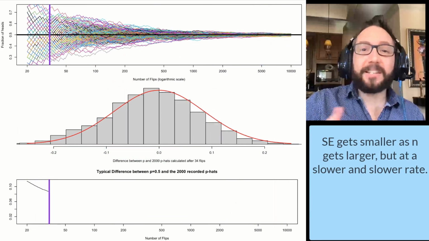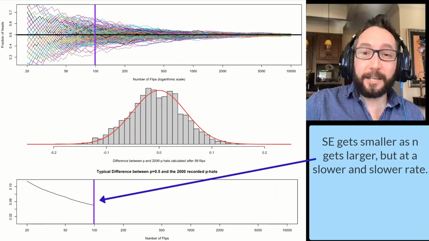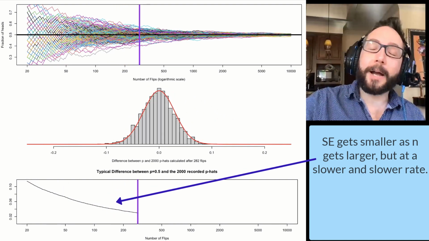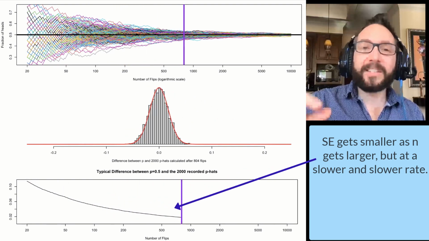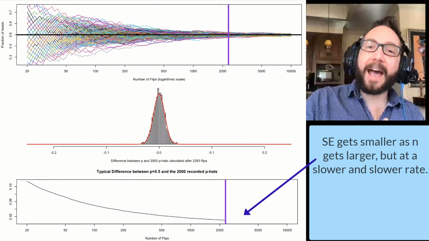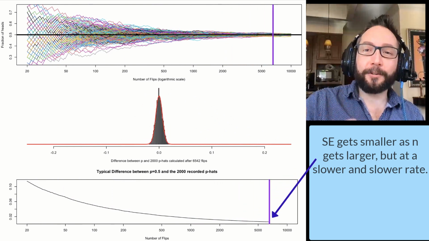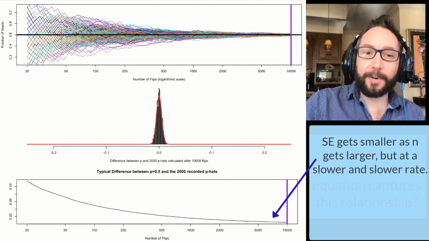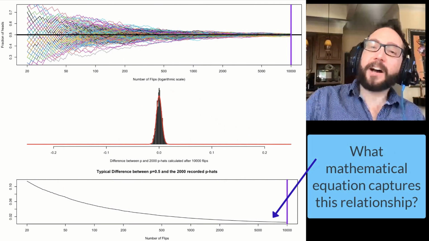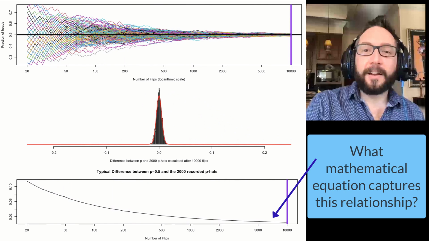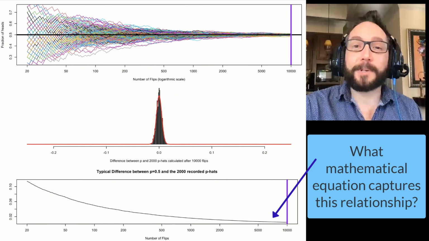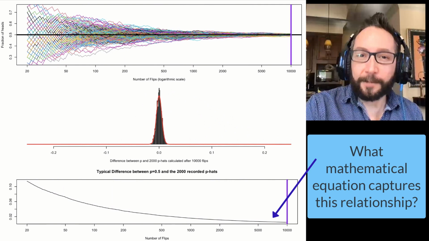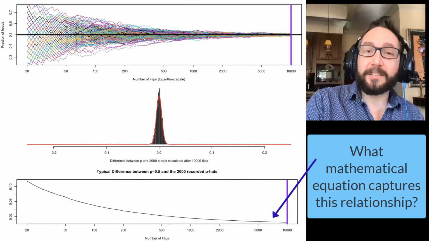So as we were slicing this, what we were finding is that the typical difference between the p-hats we might measure and the true value of p was getting smaller and smaller as the number of flips was increasing. Our estimate of p is getting better and better the more data we throw into it. So how does the size of this standard error, the distance between the peak of that bell curve and its inflection point, change with the number of trials?